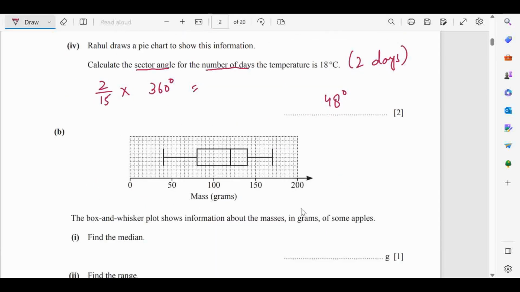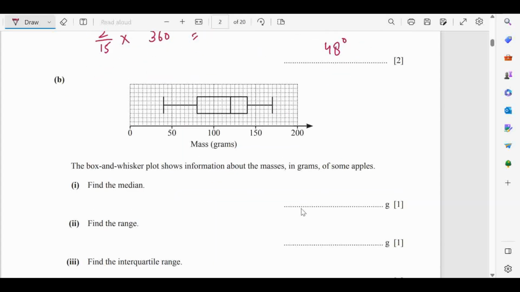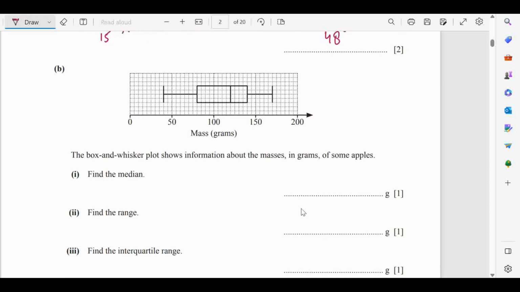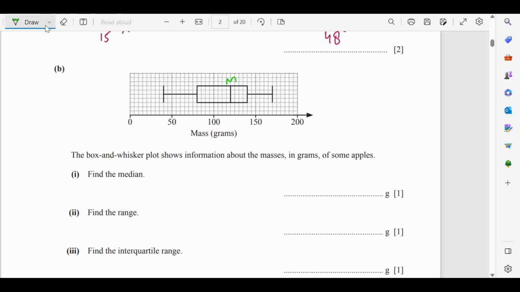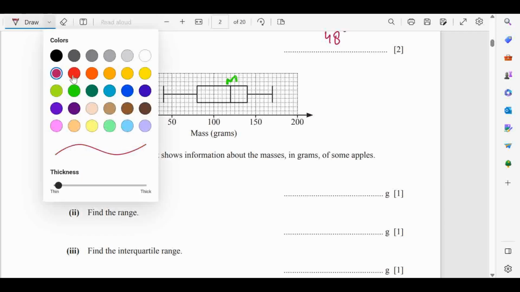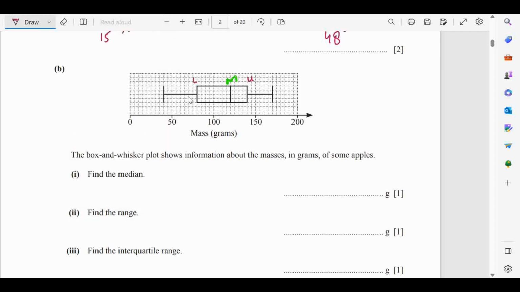Let's move to part B. The box and whisker plot shows information about the masses in grams of some apples. Now find the median. How do we find the median using the box and whisker plot? We know the criteria for the box plot: this line will represent the median, this line will represent the upper quartile, this will represent the lower quartile, this will represent the highest value, and this will represent the lowest value.